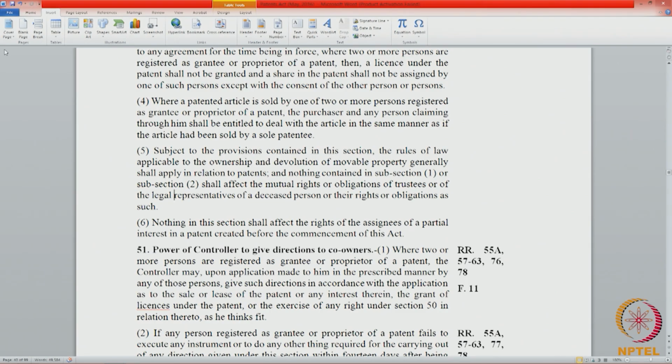Section 56. Nothing in this section shall affect the rights of assignees of a partial interest in a patent created before the commencement of this Act. Now, before the 1970 Act came into force, if there had been an assignment and an assignee gets a partial interest, a share in an interest in a patent, this provision will not apply to that assignee. So, it will be governed by the provisions of the earlier Act and the normal laws pertaining to assignment.